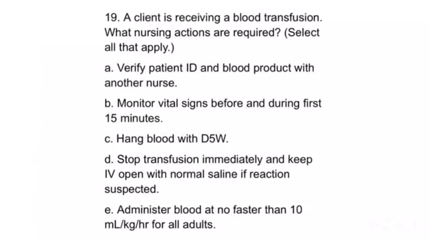19. A client is receiving a blood transfusion. What nursing actions are required? Select all that apply. A. Verify patient ID and blood product with another nurse. B. Monitor vital signs before and during first 15 minutes. C. Hang blood with D5W. D. Stop transfusion immediately and keep IV open with normal saline if reaction suspected. E. Administer blood at no faster than 10 milliliters per kilogram per hour for all adults.